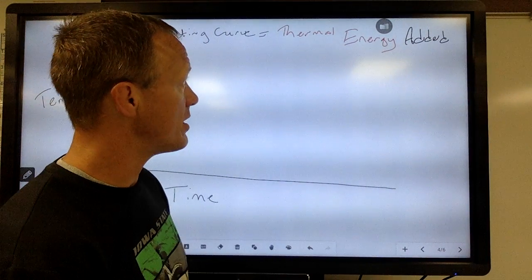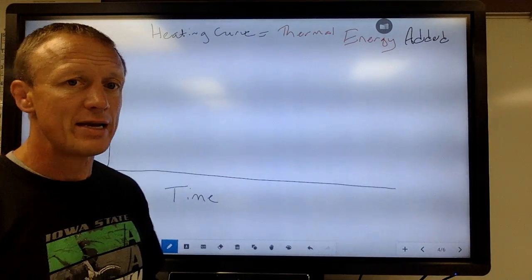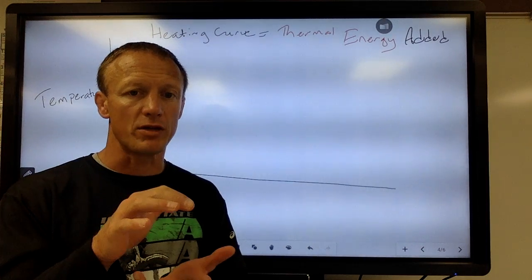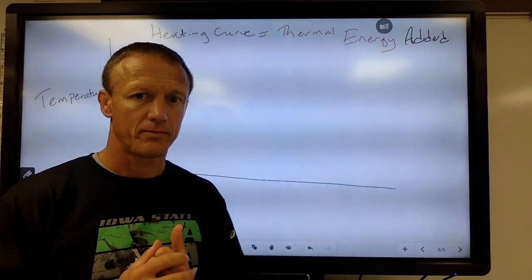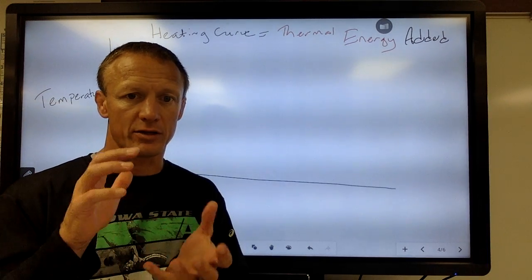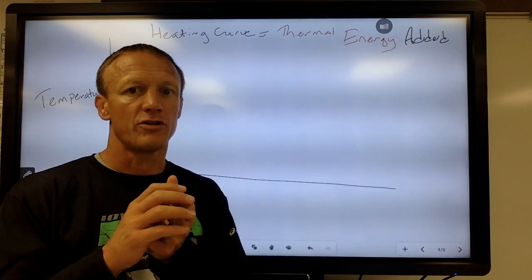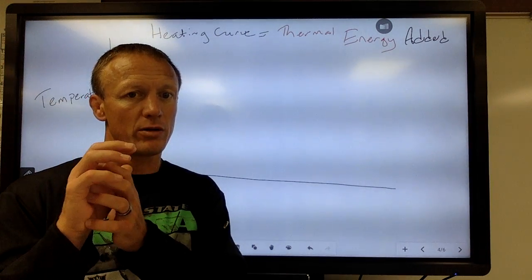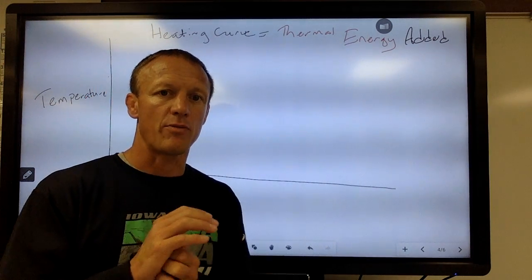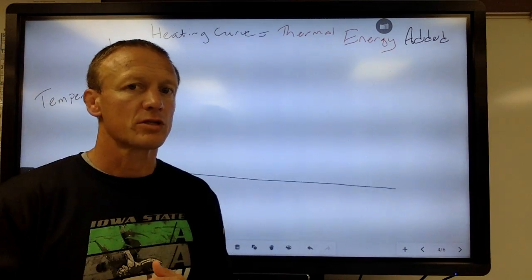Basically, a heating curve is what you get if you heat a substance from a solid state all the way up until it's a gas. You heat it as a solid, get it hot, eventually it turns into a liquid and melts. Heat it far enough, that liquid starts to boil, it evaporates, and turns into a gas. So that's what a heating curve is.